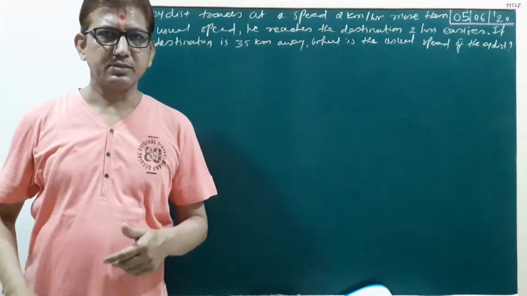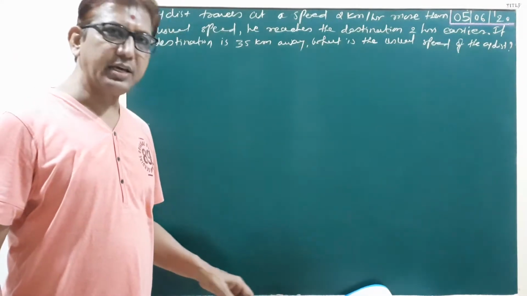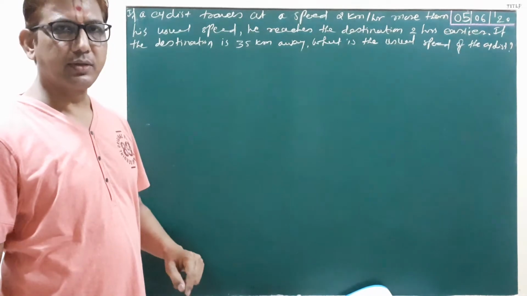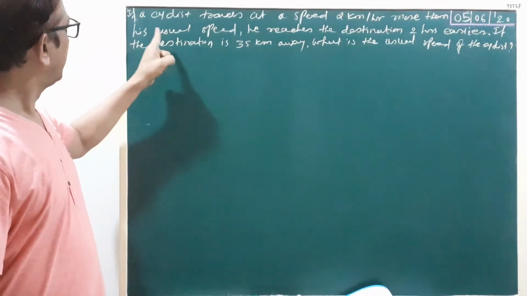Jai Swaminarayan friends. Here we discuss the chapter, quadratic equation, and we continue the problem sums. Here we write the question. First we read this question.